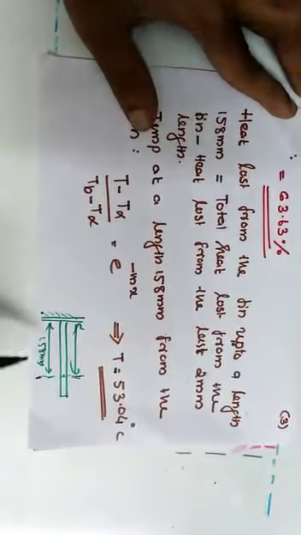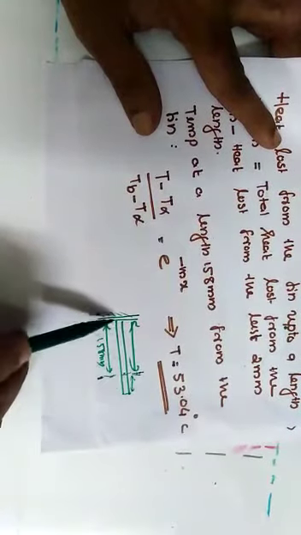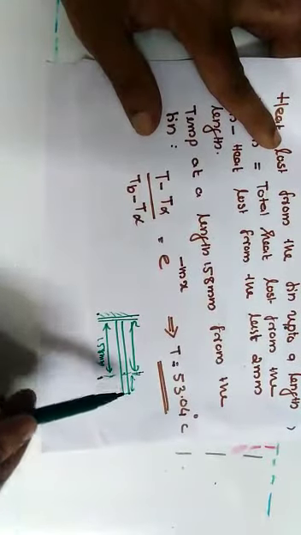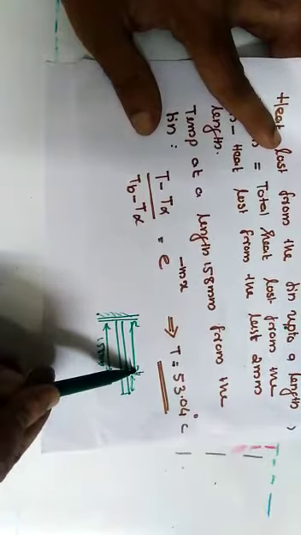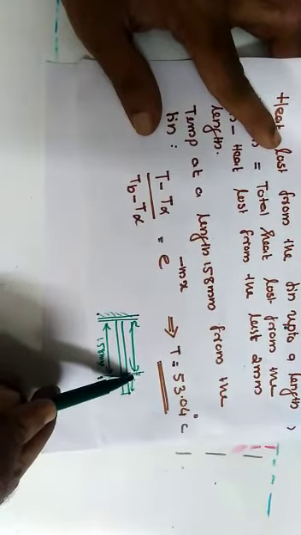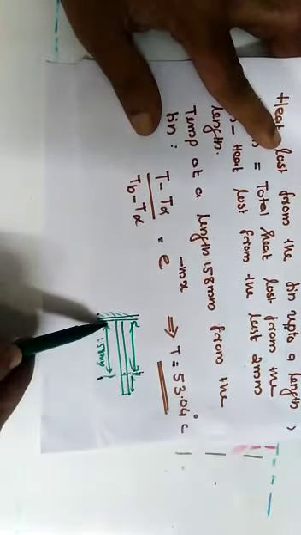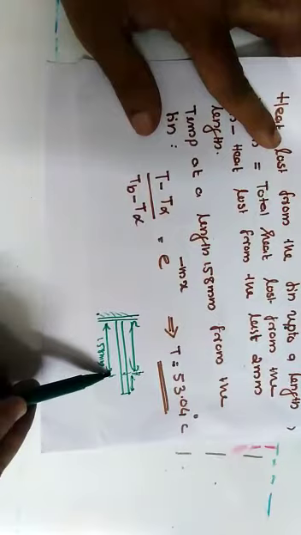So if you know the temperature at this cross section, you can calculate the heat transfer rate from the last 2 mm, because the total length is equal to 160 mm. This length is equal to 158 mm. So you need to calculate the heat transfer rate from the last 2 mm in order to calculate the heat transfer rate up to a length 158 mm.